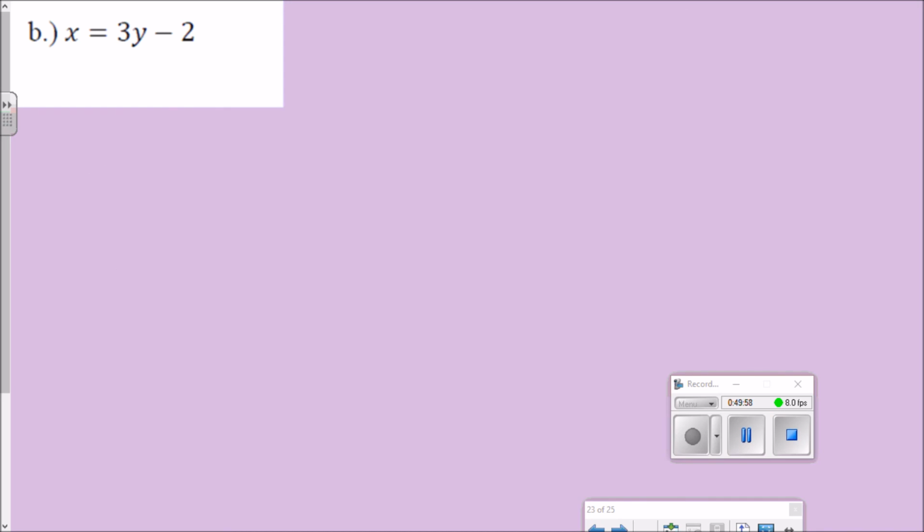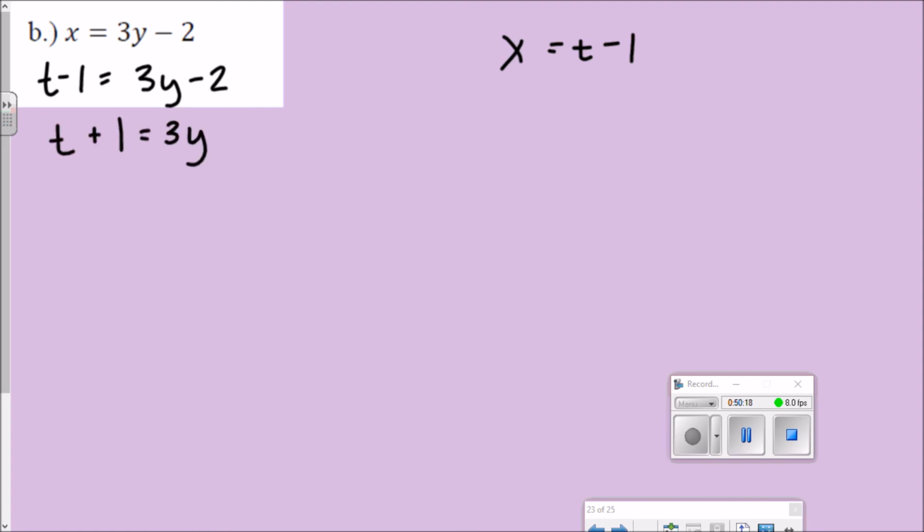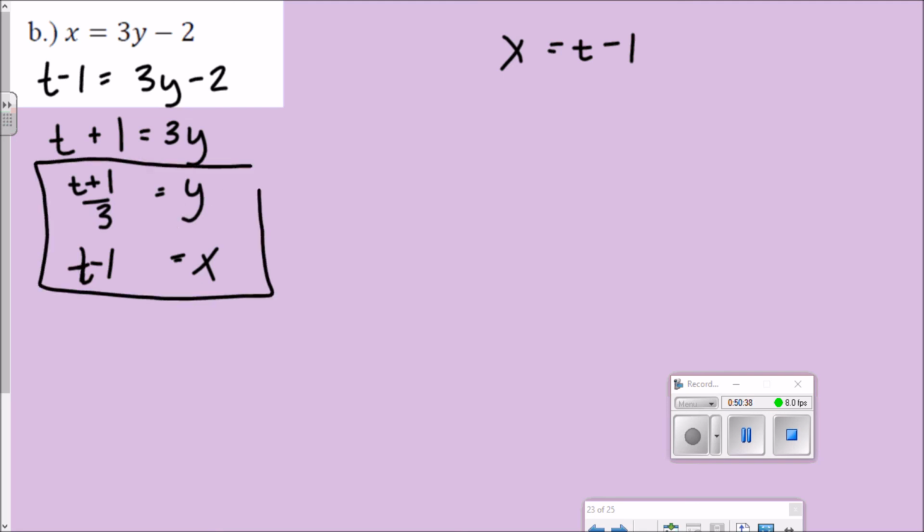Let's try the next one. Again, I already know, because I'm using the same t values as before, that x is equal to t minus 1. And now I'm just going to plug that in for x over here and solve for y. So I'm going to say t minus 1 is equal to 3y minus 2. And I'm going to solve for y. So I'm going to add 2 over, divide by 3. And there's my y equation, and here's my x equation. Oh, whoops, t. There we go, t minus 1. All right, and then we'll be all done.